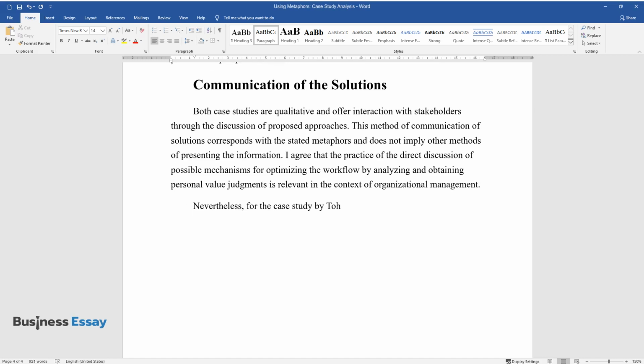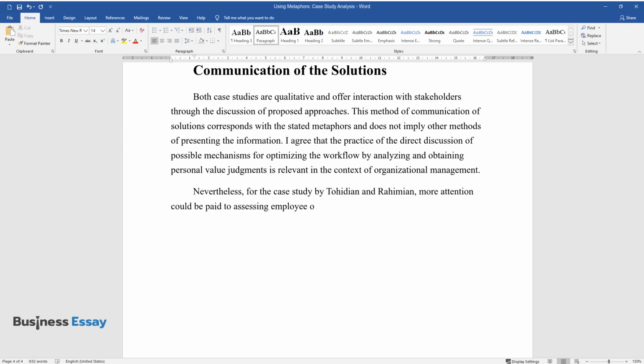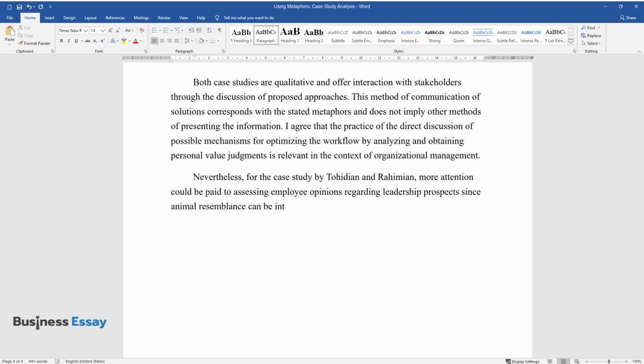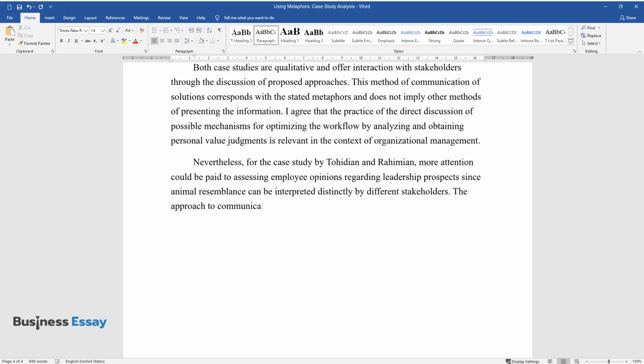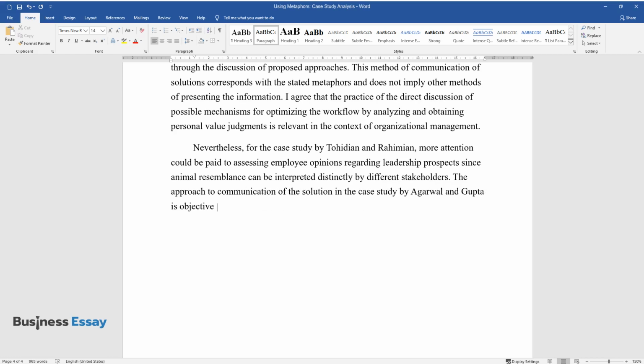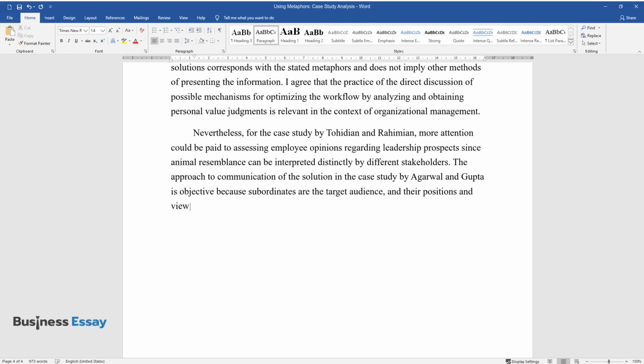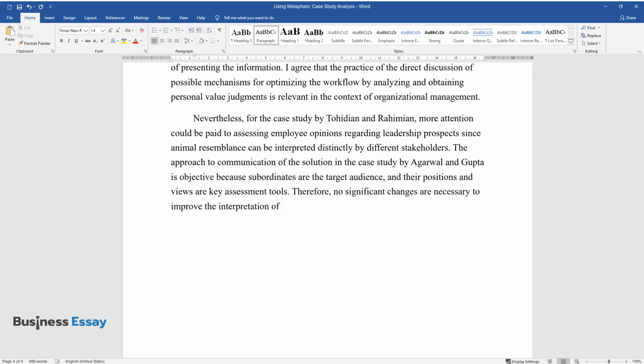Nevertheless, for the case study by Tohidian and Rahimian, more attention could be paid to assessing employee opinions regarding leadership prospects, since animal resemblance can be interpreted distinctly by different stakeholders. The approach to communication of the solution in the case study by Agarwal and Gupta is objective because subordinates are the target audience, and their positions and views are key assessment tools. Therefore, no significant changes are necessary to improve the interpretation of the findings.